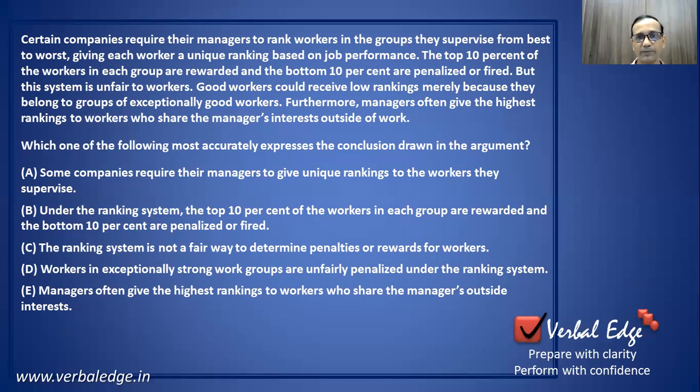Second sentence says the top 10% of the workers in each group are rewarded, and the bottom 10% are penalized or fired. Now, what is this? This is explaining the previous sentence, right? There's a way of ranking the performance. So what is the way that they are mentioning in this sentence? This again is a part of the background information.